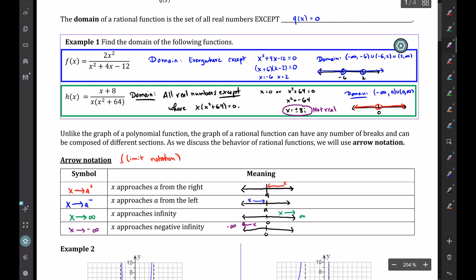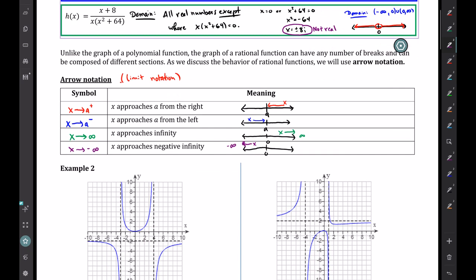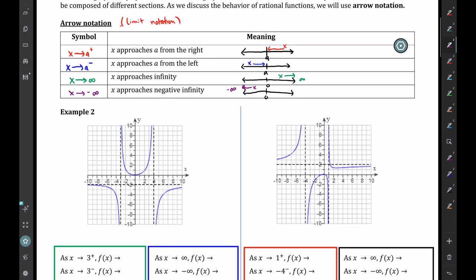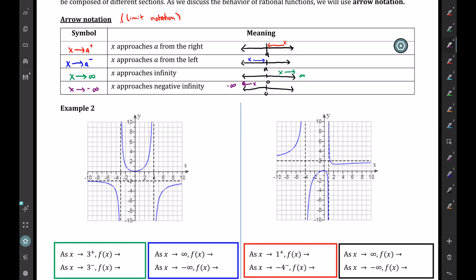So we're going to use this limit notation to describe the behavior of a function as x approaches some given point. That's the primary reason for defining this notation. Here is an example, example 2. I want to look at the green box first. This is a sentence that we're going to complete. The first part says that as x approaches 3 from the right, f of x approaches some number.